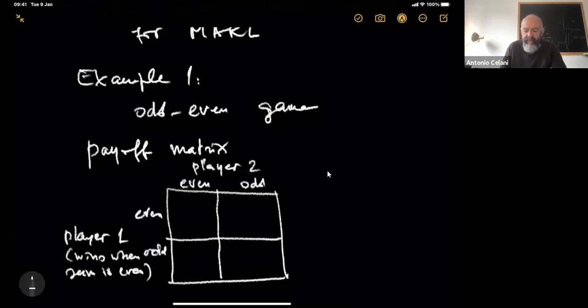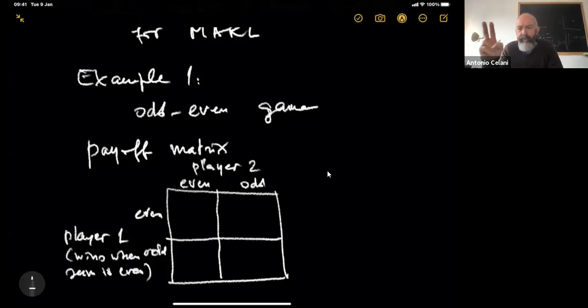So what does it mean? Player 1 plays even. It means that he chooses either 0, 2, or 4. Clearly, from the viewpoint of the outcome, these 3 actions are totally indifferent, right? We could write a bigger 6 by 6 matrix, but that would make no difference. So let's restrict just to the fact that they play either odd or even.